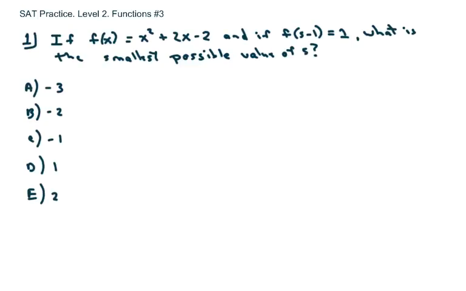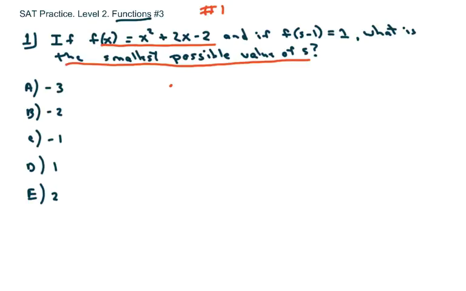Hi everyone, we're doing SAT practice level 2 for functions, and here are your two equations. This actually matches our number 1. It's just the second set. So we want to know what the smallest possible value of s is. So we're going to write the equation out.